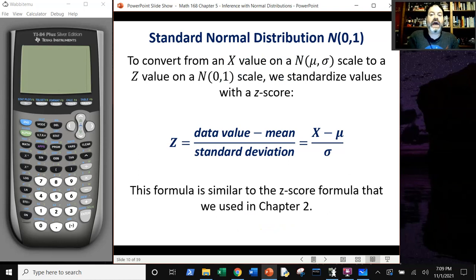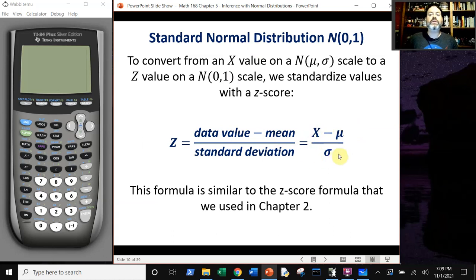So to convert from an x value, where our measurement is, on any normal distribution, to a z value on an N(0,1) distribution, we just standardize the values. And you've seen this formula before in Chapter 2. But in Chapter 5, we use this special form where these are the parameters here. We don't use the sample statistics here. Now later on we will, but we will get there when we get there.